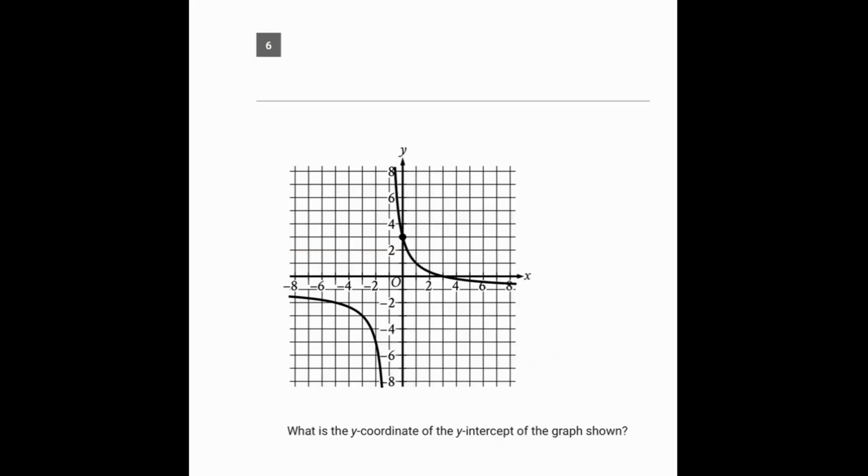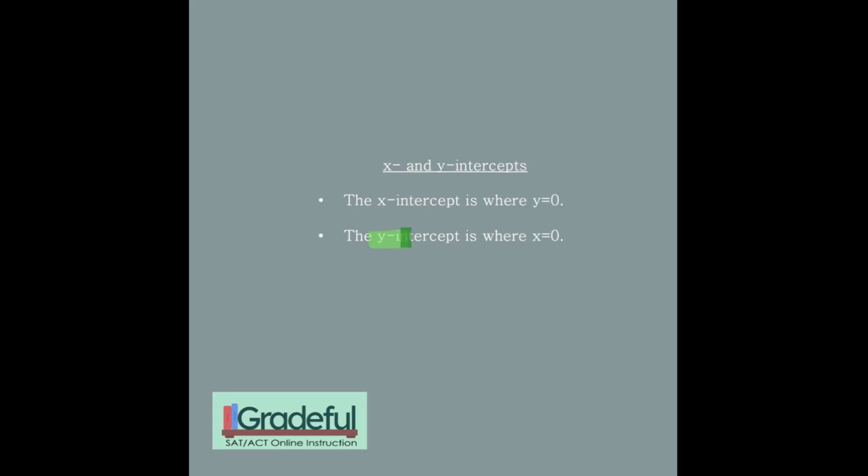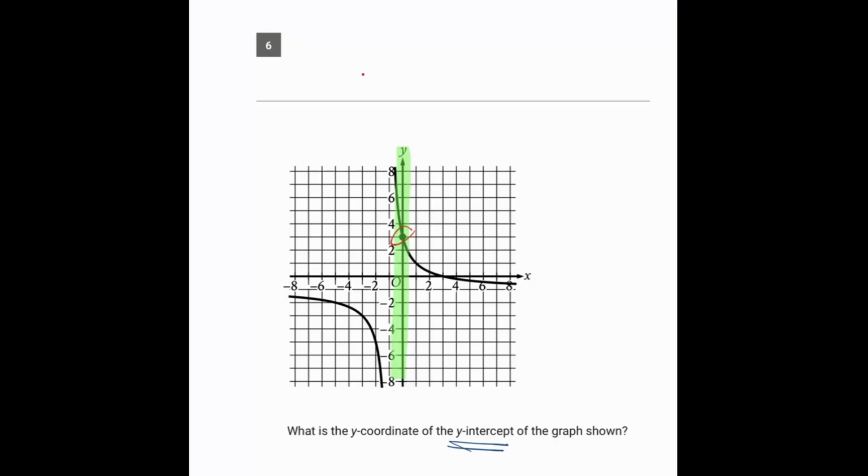Now going on to number 6, here we're being asked for the y-intercept of this graph. So here's the y-axis, and we're being asked where does this thing hit the y-axis. And by the way, that y-intercept is the place where x is 0, and of course an x-intercept would be the place where y is 0. So in this graph, this is the place where x equals 0. In fact, it's the point 0, 3. And what's the y-coordinate? It's 3.